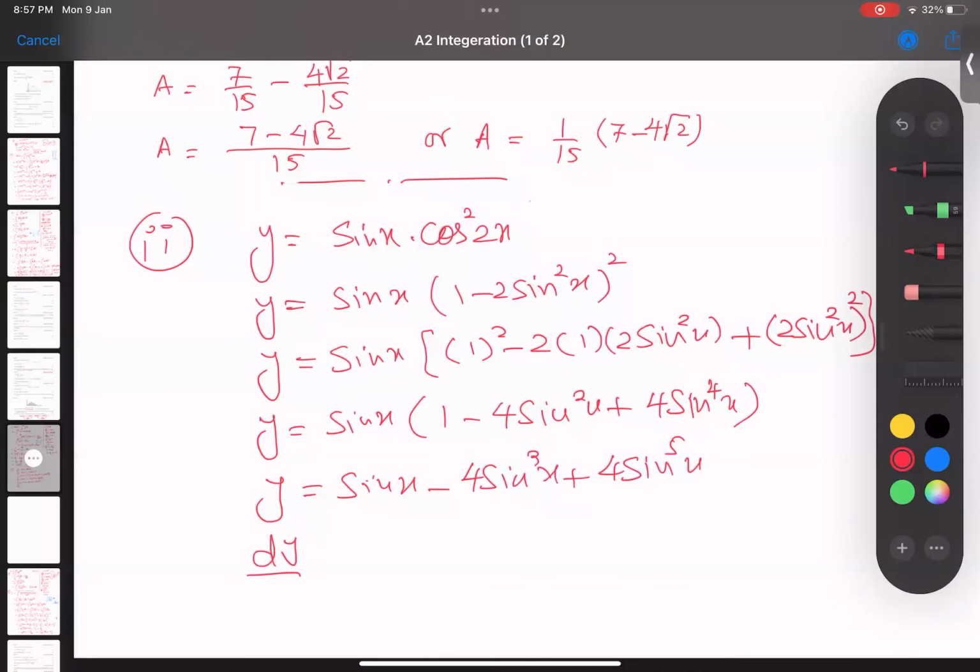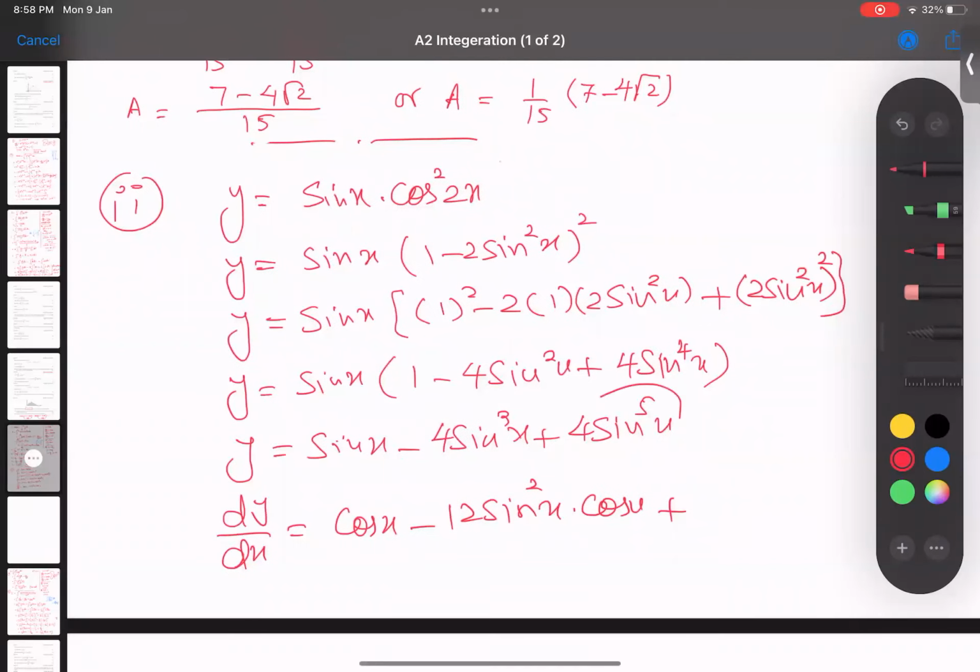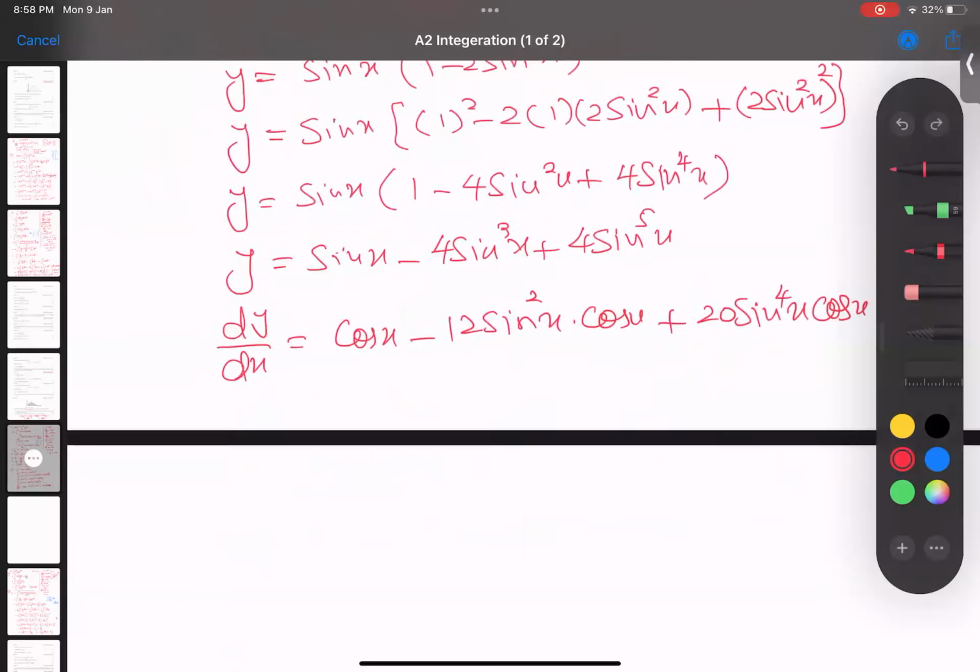So dy over dx. Sine derivative becomes cos. And what about this cube? 3 comes down, 12, and power 1 less, and times the base derivative, this is cos. Plus, now when you talk about this derivative, 5 comes down, 20, and power 1 less becomes 4, and into the base derivative cos x. So I think all of you understood how I got this. Some students by mistake miss this cos x. So I hope the point is clear.